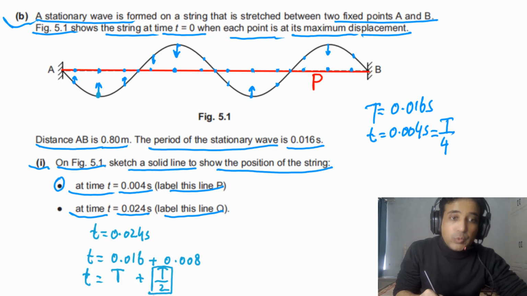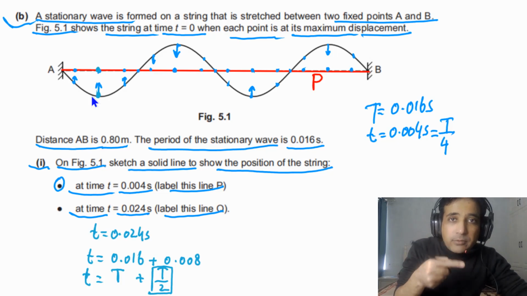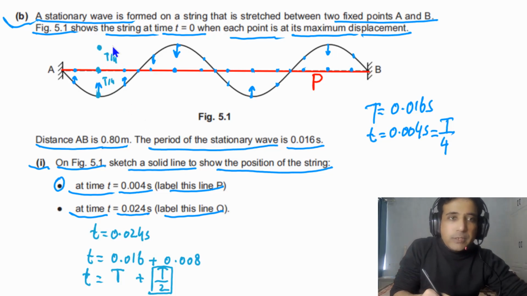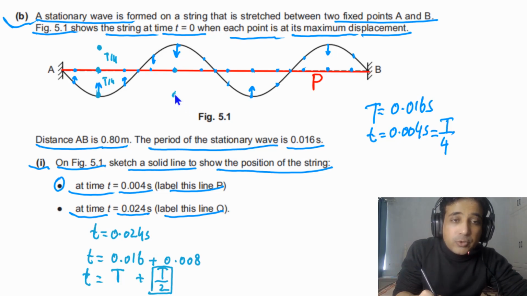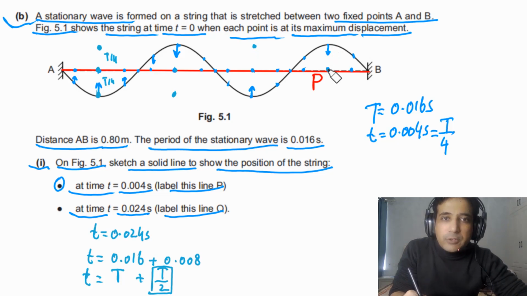T by 2 means that after T by 4 this particle will be here, and after another T by 4 this particle will be at the peak at this point, because it will take T by 4 to reach equilibrium, then again T by 4 to reach this peak. So this particle will be here. And this particle after T by 4 will be here, and after another T by 4 will be at this trough, meaning the lowest point. And this particle after T by 4 here, after another T by 4, will be at this point. And this particle after T by 4 here, after another T by 4, also will be at the lowest, at the bottom here.